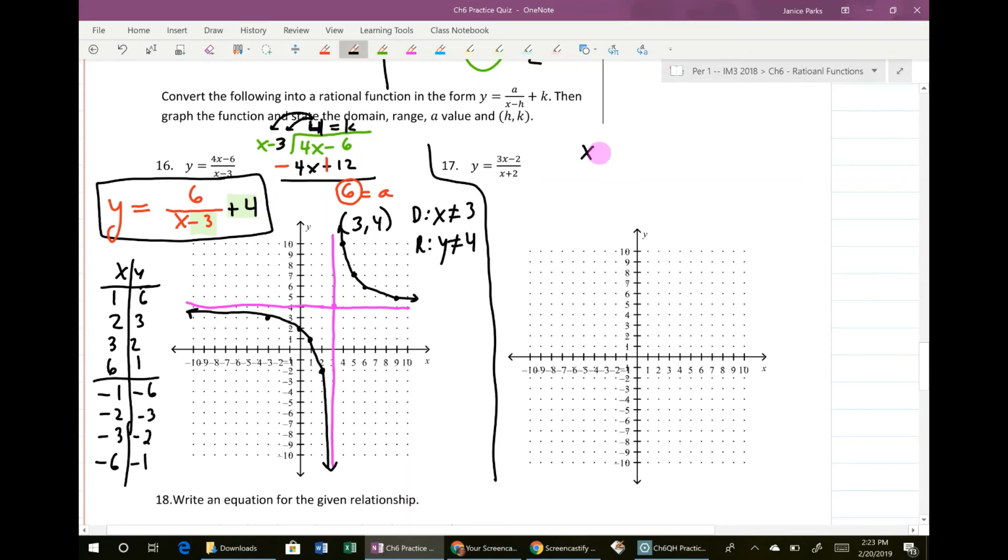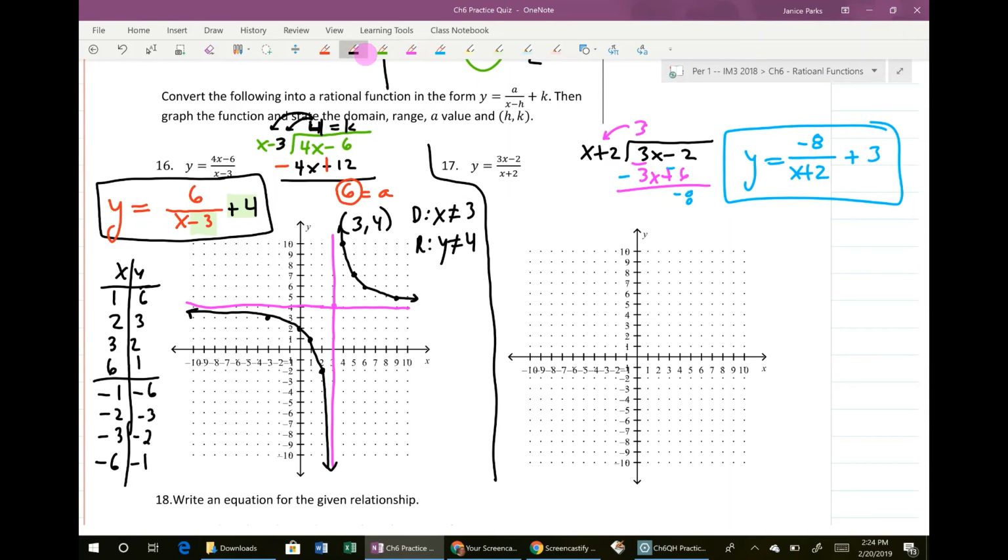Same thing here, you're going to do long division. x plus 2 into 3x minus 2 goes in 3 times because of that number. So then we multiply down: 3x plus 6. Then we subtract. That gives you a negative 8. So y is equal to negative 8 over x plus 2, plus 3.